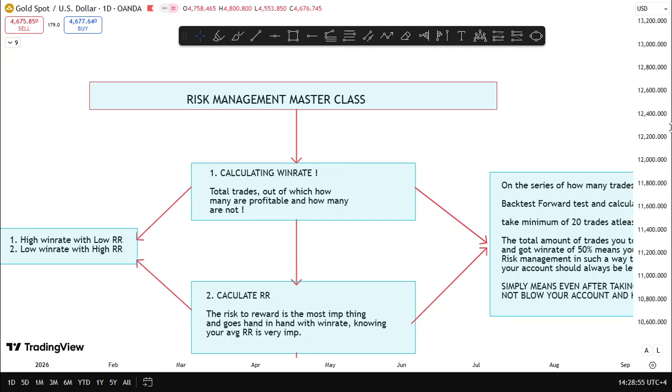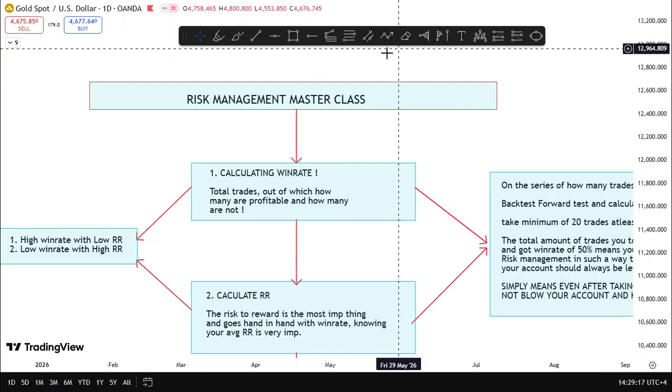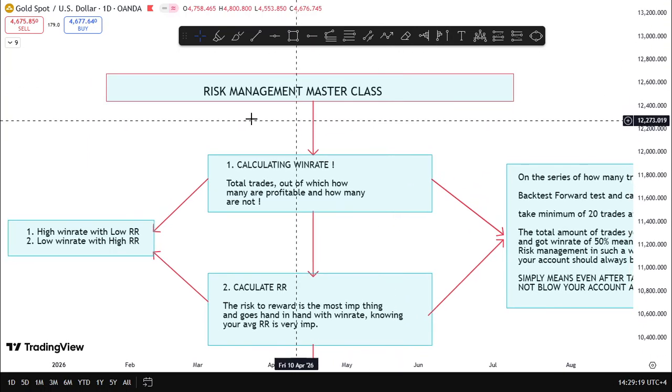As you can see, this is going to be a masterclass on risk management. After this video, trust me, you will not need to see any other videos. Not a single one. Everything will be broken down in depth over here. I have created an entire roadmap for you, which we'll see now. So, beginning with the first point.